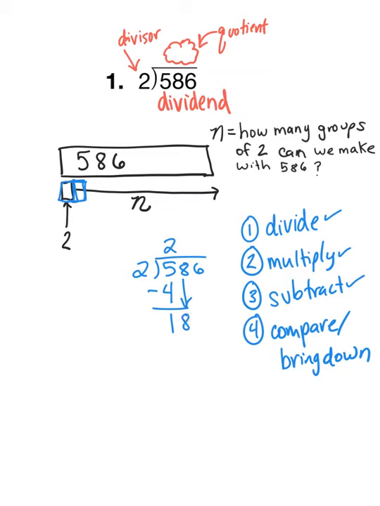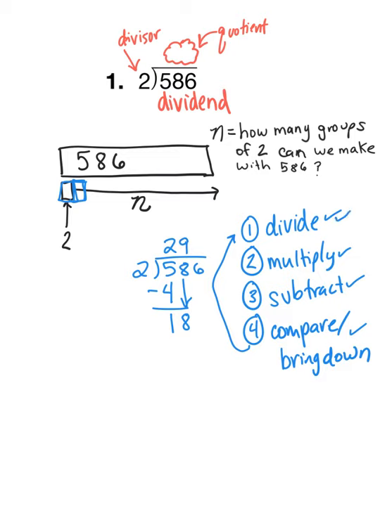So we compared, we brought down. Now we're going to loop back up to the top and divide again. How many times does 2 go into 18? Or another way of saying that would be like 18 divided by 2. Well, that will give me exactly 9, so that's easy.